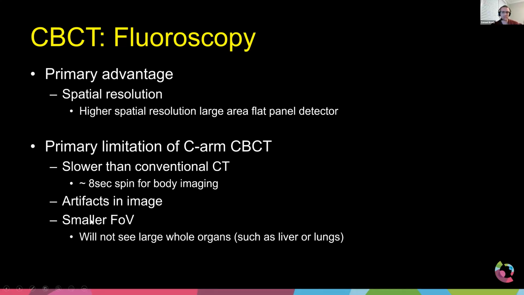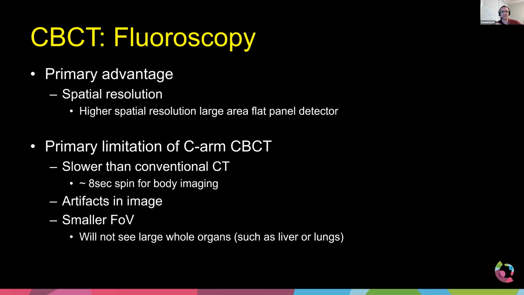Now, what I mean by smaller field of view is the detector itself is larger than an actual traditional CT scanner. So per spin, you get a pretty large field of view. The difference is a traditional CT scanner can raster or scan through the body. So if you want an image of the entire chest, or at least the whole lung field, you can do that in less than a second on a normal CT scanner.